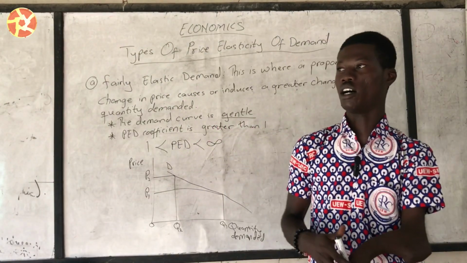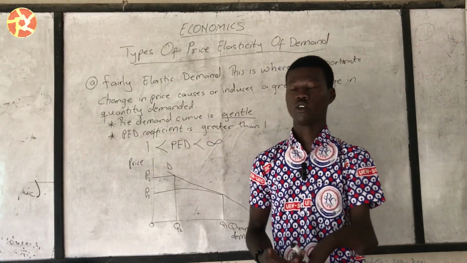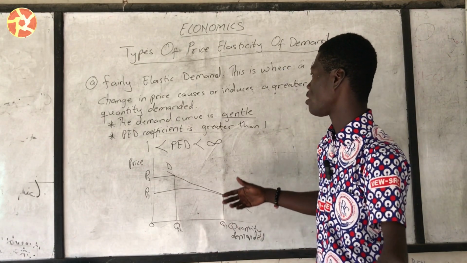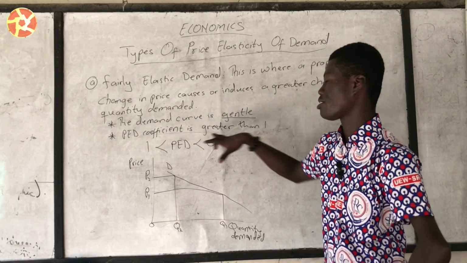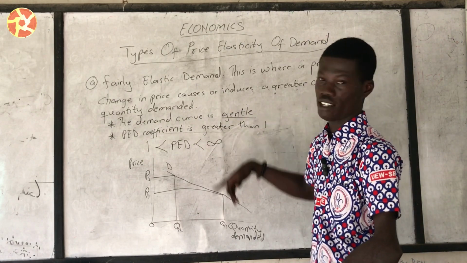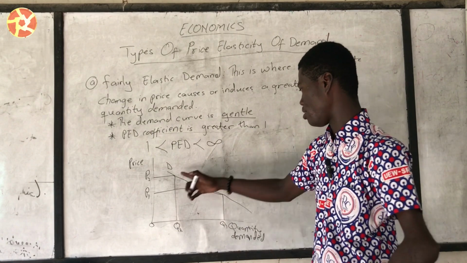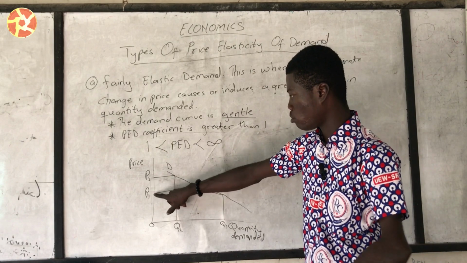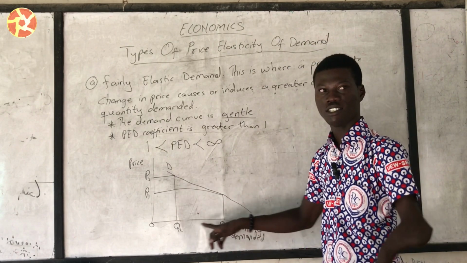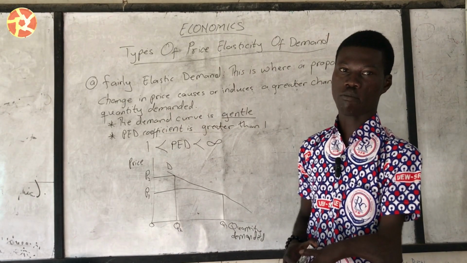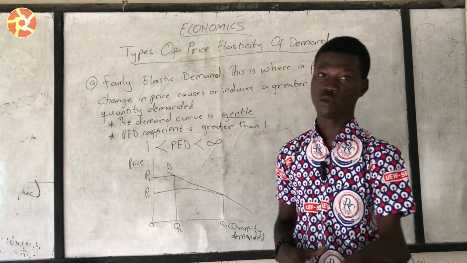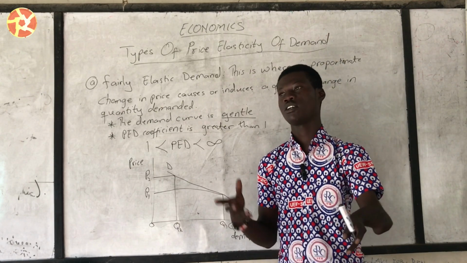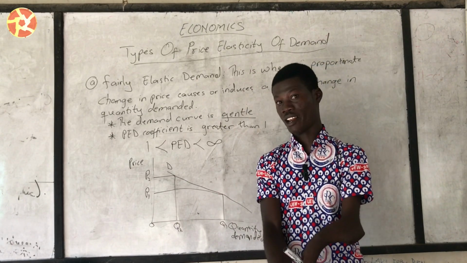So this is what we mean by fairly elastic demand. You can see that, in fact, the coefficient is greater than 1, but it's also less than infinity, and then the curve is gentle, and a change in price here is smaller than the change in quantity demanded. So whenever you calculate the price elasticity of demand and you get a coefficient which is greater than 1 but less than infinity, we are dealing with fairly elastic demand.